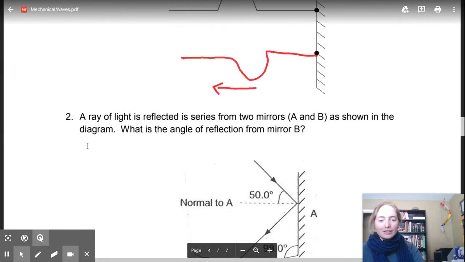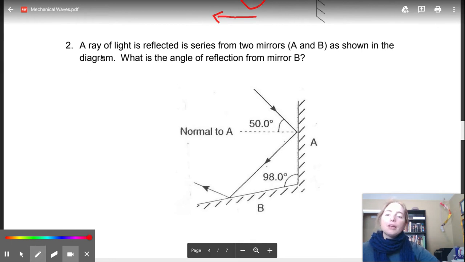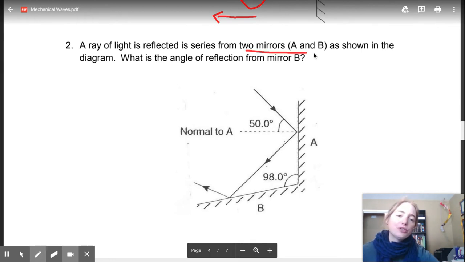All right, so let's go look at our second one. This one's a little tougher. The ray of light is reflected in a series from two mirrors, A and B, as shown in the diagram.